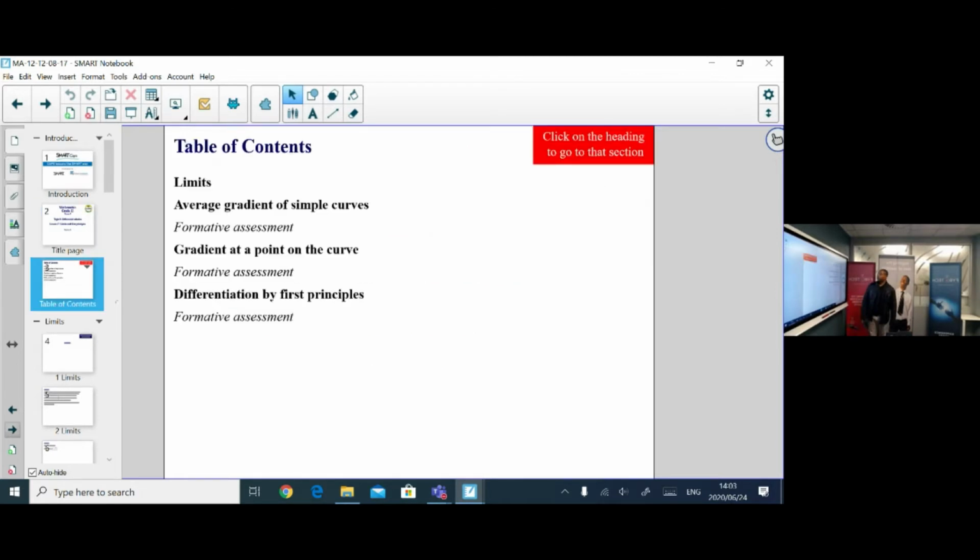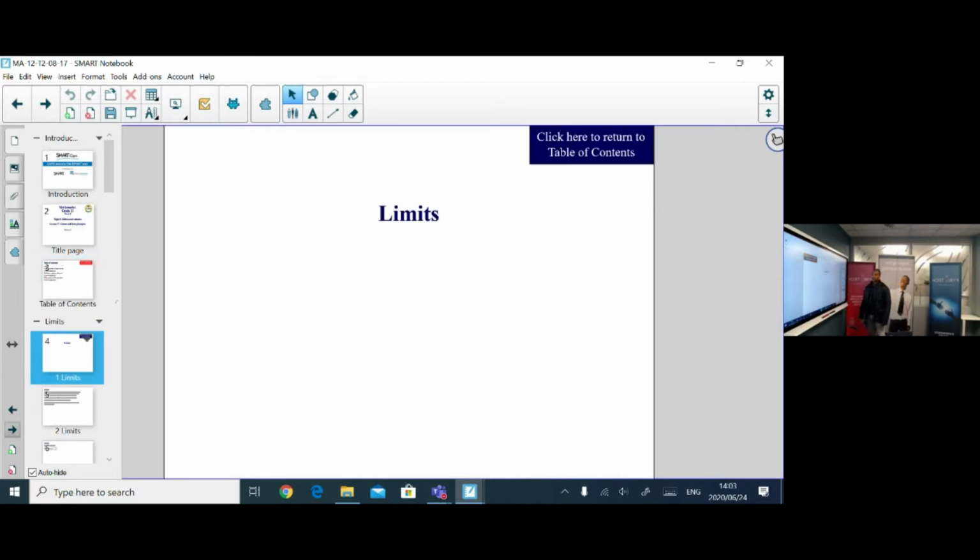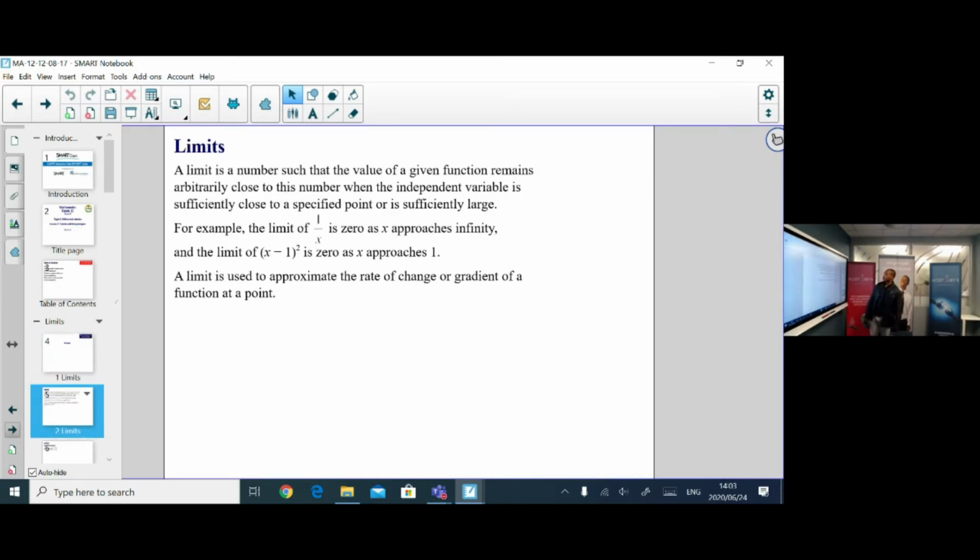Some of the items that we will cover, as I've mentioned, include where calculus really comes from, and that will be answered in terms of gradient. We also have limits, and by limit, we simply mean a number such that the value of a given function remains arbitrarily close to that number when the independent variable is sufficiently close to a specified number or sufficiently large.